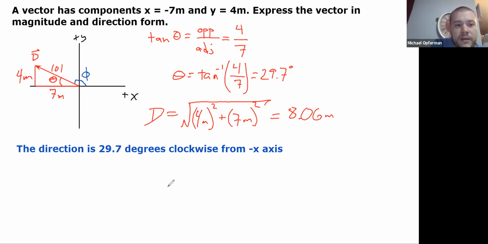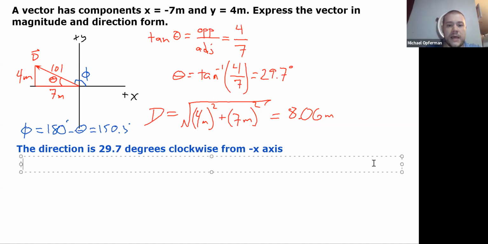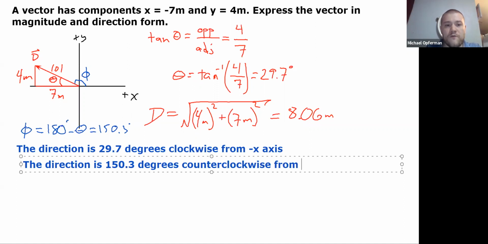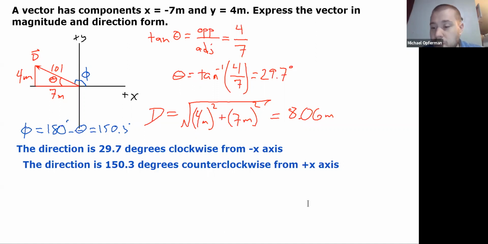So this angle here, I can see from a little quick geometry, this would be 180 minus theta. So that would be 150.3. So another way to specify the direction, the standard method, would be to say the direction is 150.3 degrees counterclockwise from the plus x-axis. And both of those two statements are true. In terms of how this question is asked, both of those would be correct answers.